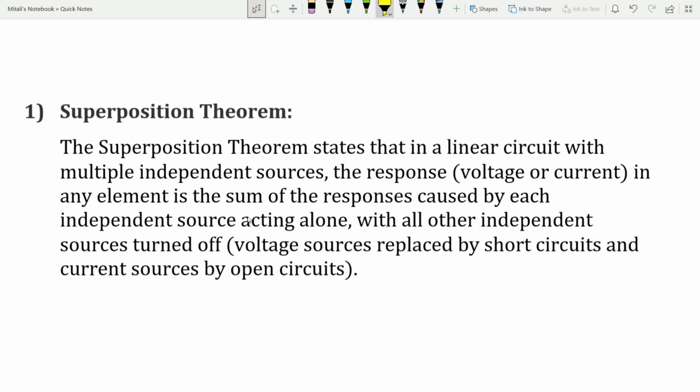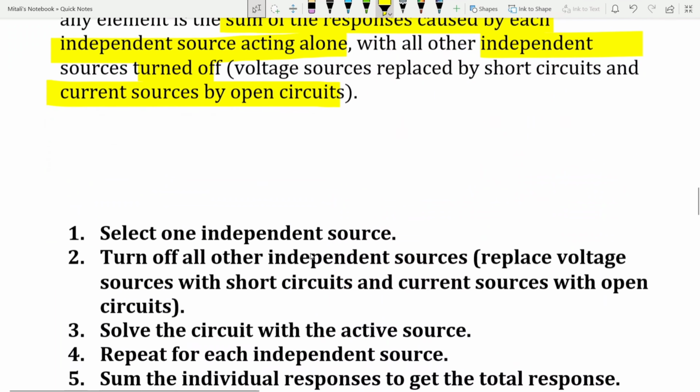Next is superposition theorem. It states that in a linear circuit with multiple independent sources, the response, voltage or current, in any element is the sum of the responses caused by each independent source acting alone, with all other independent sources turned off. Voltage sources are replaced by short circuits and current sources by open circuits.